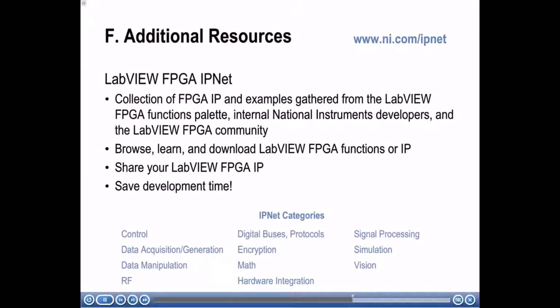On this slide, we just want to point you to some additional resources. If you look at that link on the top right, ni.com/ipnet, this is a place where there's a collection of FPGA IP and examples. These are gathered from internal NI developers and also the LabVIEW FPGA community. You can go here, you can browse, you can learn, you can download LabVIEW FPGA functions or IP. You can even take your own IP and share it with the community as well. This is just another place that you can go to, and you can browse the different categories, see what IP you can find, and if someone else has already implemented what you want and has uploaded it here to this community, then you can just download it and save some development time.